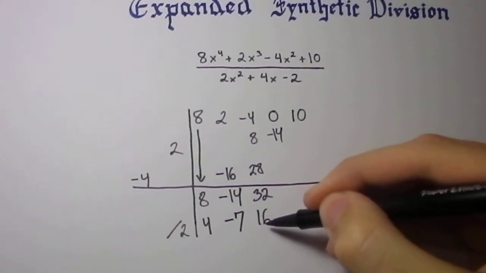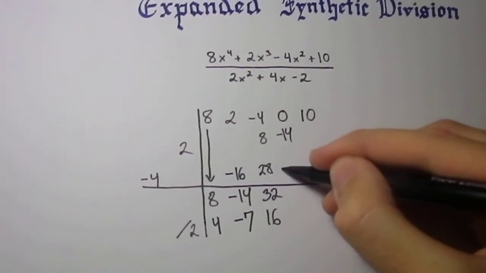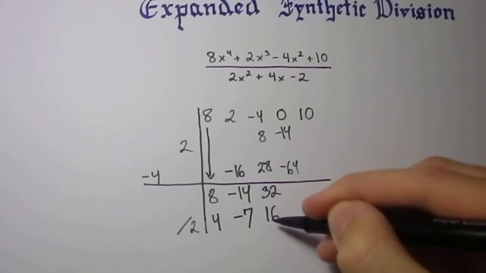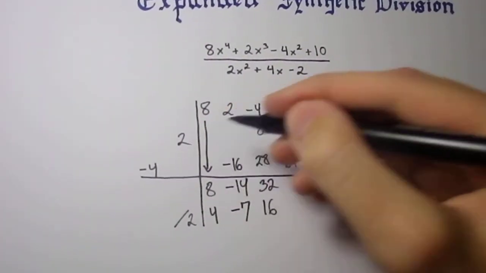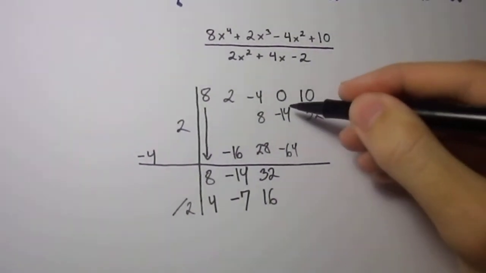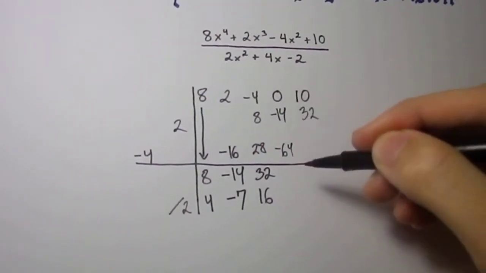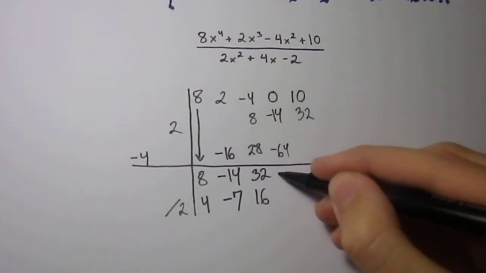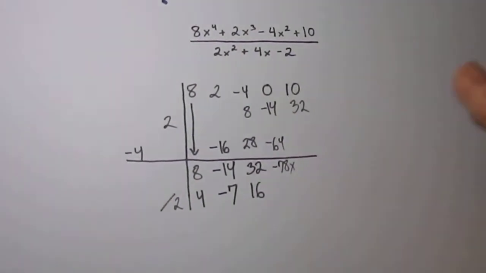Now, you take 16, multiply it to negative 4, and you get negative 64. And again, 16 times positive 2, you get 32. Now, you take negative 14 added to negative 64, and you should get negative 78x.